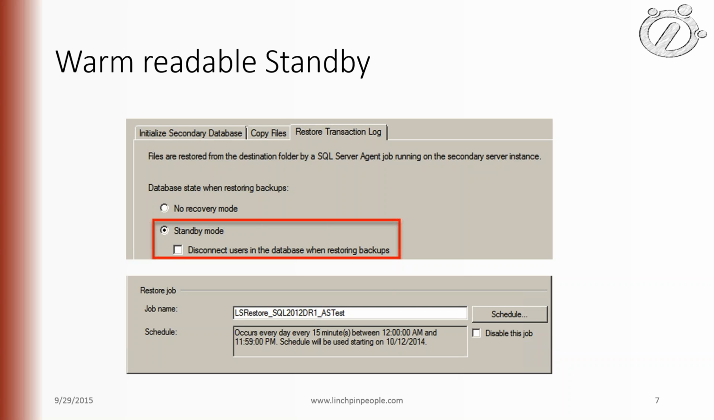So when we actually go through and configure the availability group, it would need to be in the no recovery mode. But if you needed to, you can query against that data while it's in sync and while you have your secondary set up for log shipping. Another nice thing about log shipping is you can control when the restores happen too.